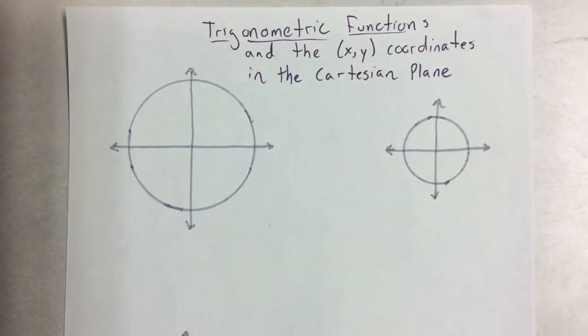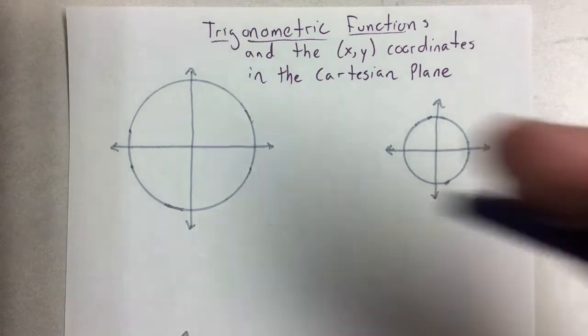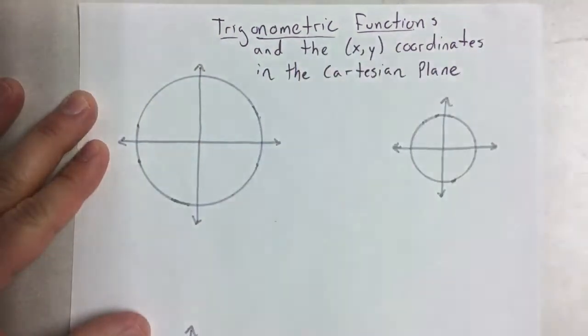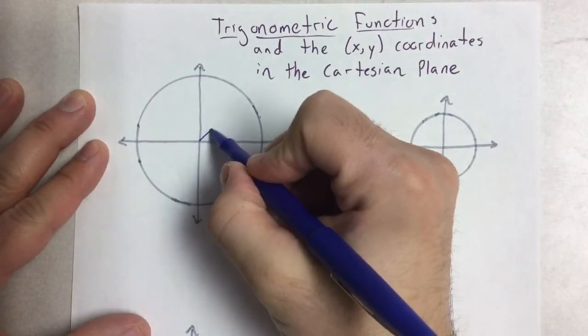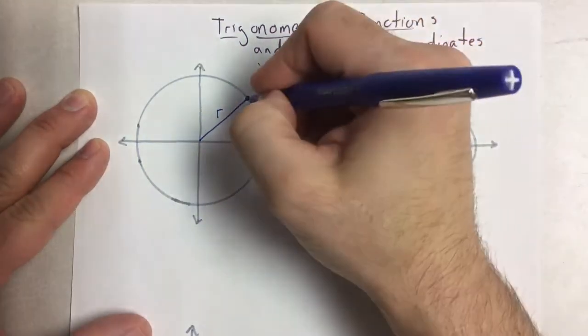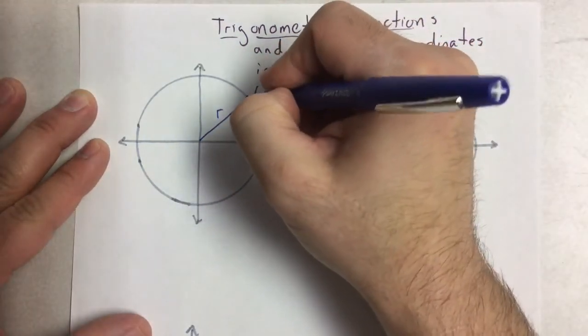Hey guys, in this video, we're gonna be looking at trigonometric functions and the coordinates in the Cartesian plane. So before we begin, let's think about a circle on the Cartesian plane. With this circle, we're just gonna generalize it. Let's say this circle has a radius of r, and it meets the circle at some point x comma y.